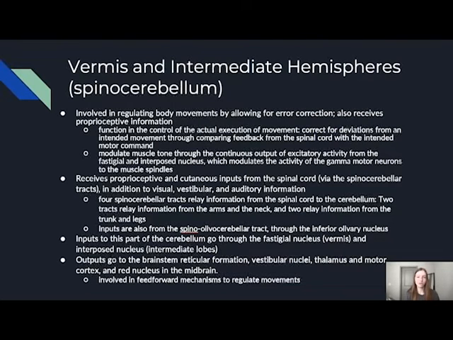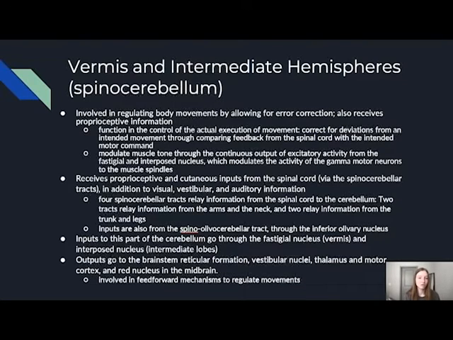The vermis and intermediate hemispheres are also known as the spinocerebellum. So this part is involved in regulating body movements by allowing for error correction, and it also receives proprioceptive information. So this is sort of like what I was talking about before with the cerebellum being a comparator. It takes the information that it gets, the motor plan from the cerebral cortex. It compares that information to that proprioceptive information and other sensory information that it gets, and it sends an output back out to the cerebrum to correct any deviations in the movement.